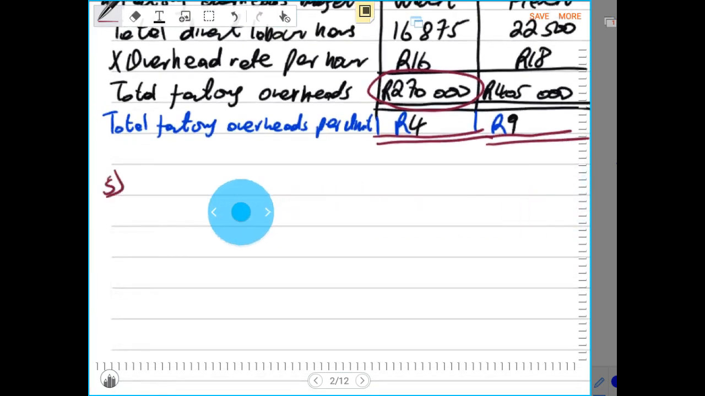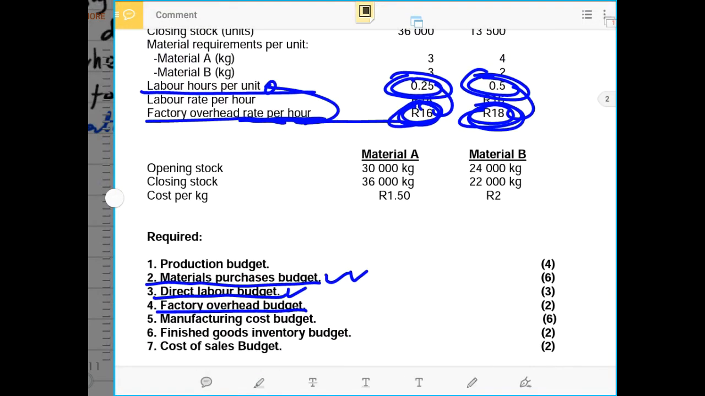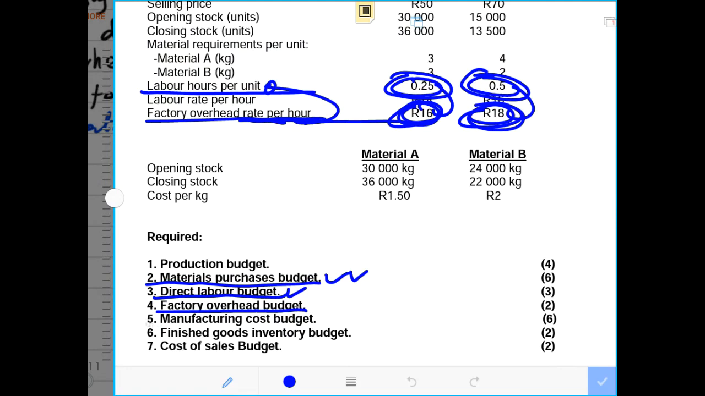The requirement in terms of calculation of the budget in this exercise, number 5, we are required to calculate the manufacturing cost budget. Remember, manufacturing cost budget is direct material, direct labor, plus manufacturing overheads. This is what this is all about. The same cost accounting one that you know, where the manufacturing cost is the direct material, direct labor, plus manufacturing overheads. We do exactly the same thing.